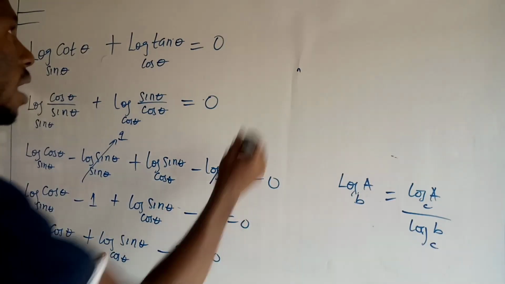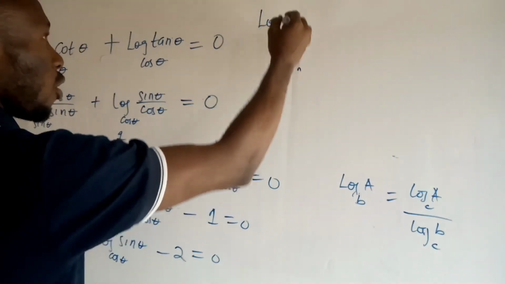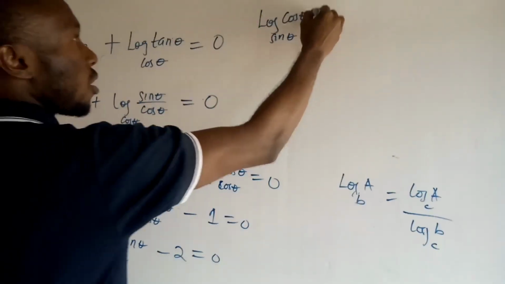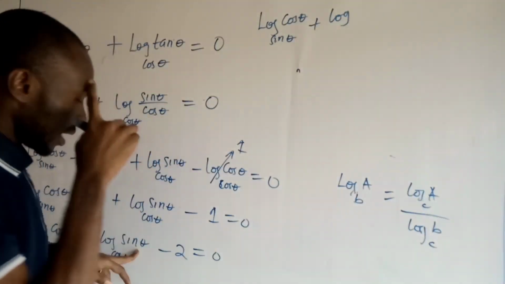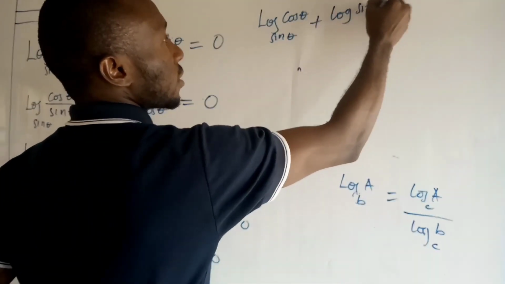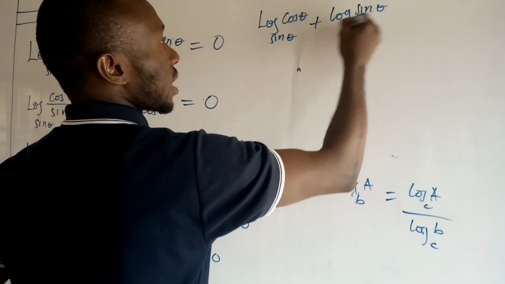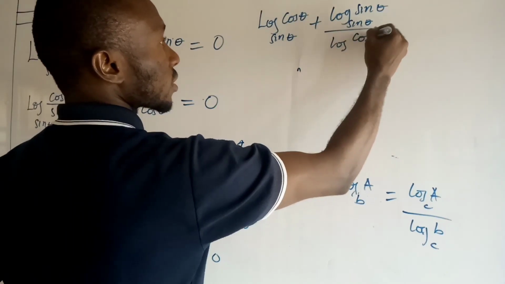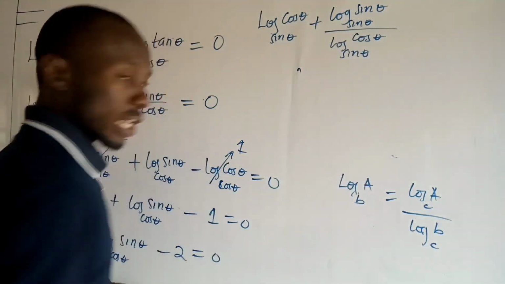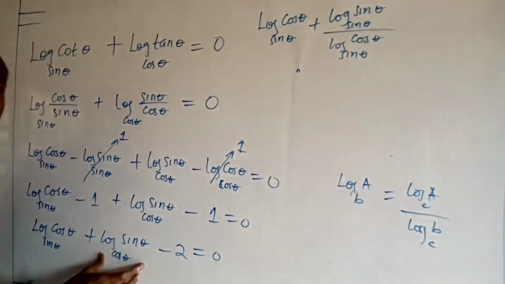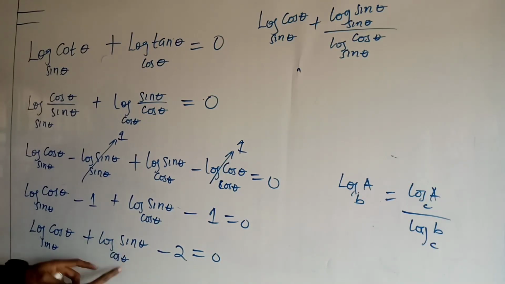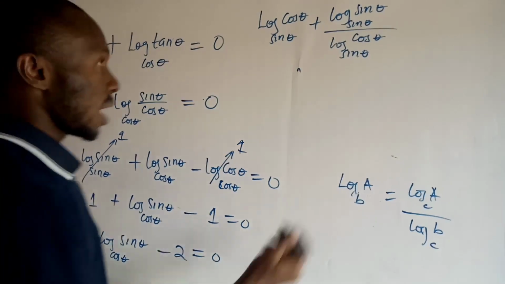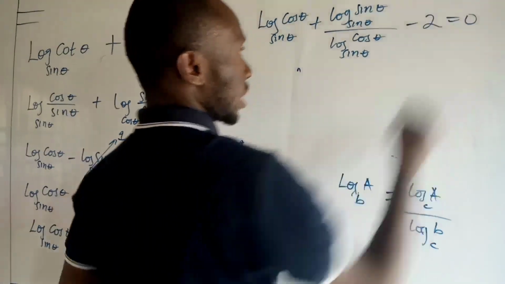So from here now I have log cos theta base sine theta, plus log sine theta base sine theta all upon log cos theta base sine theta. I've just changed the base of this logarithmic expression to sine theta, no longer cos theta. That is exactly what I just showed us right here. So of course we have minus 2 equal to 0.